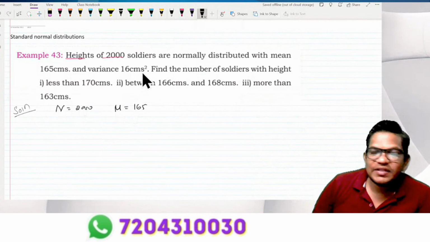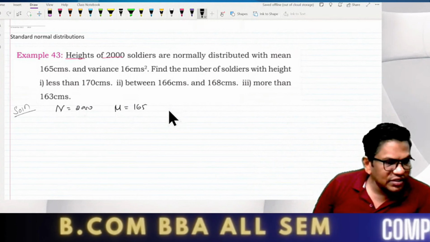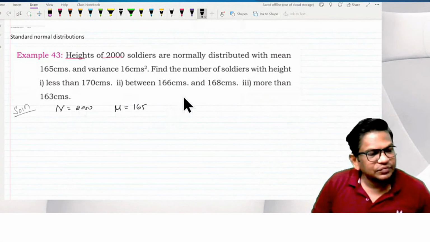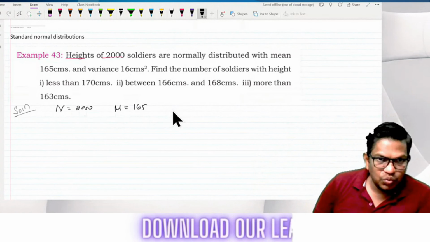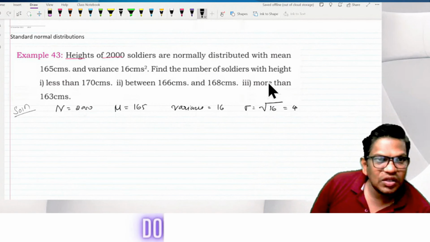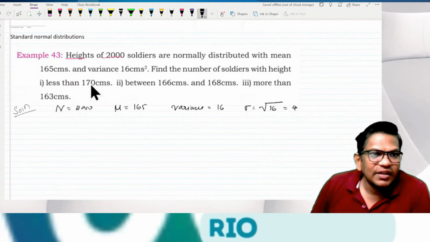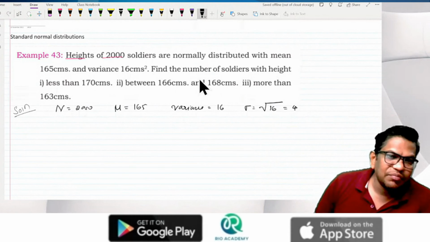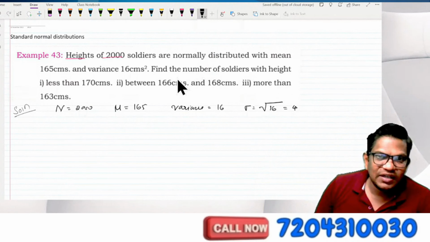And variance they have given. Variance means what, bacha? Variance is 16. Convert this to the standard deviation. That comes to 4. All right, that comes to 4, with the height. Less than 170, between 166 and 168, more than that.